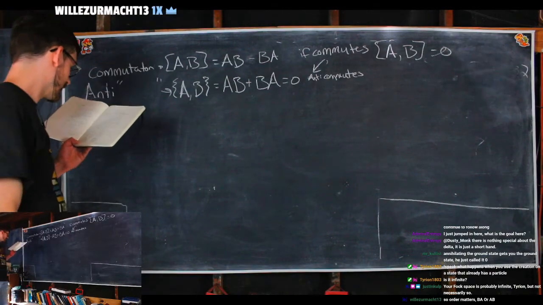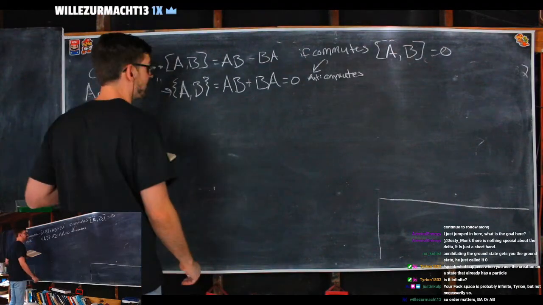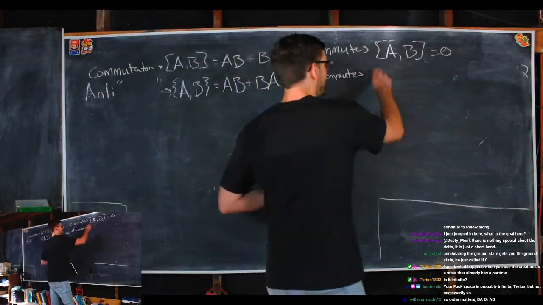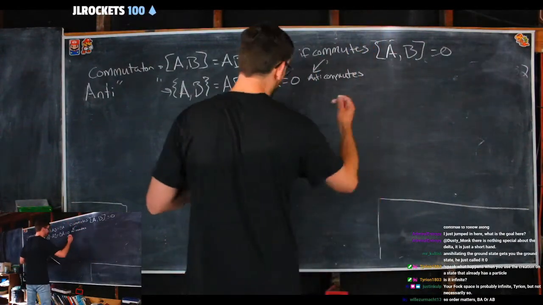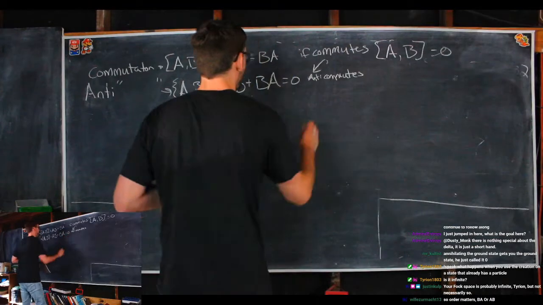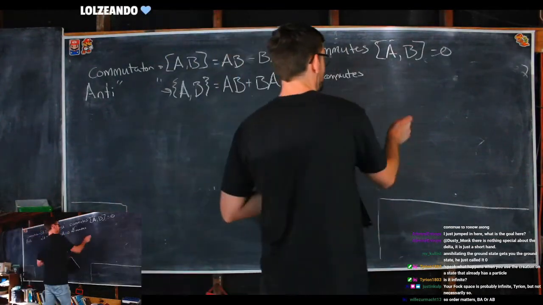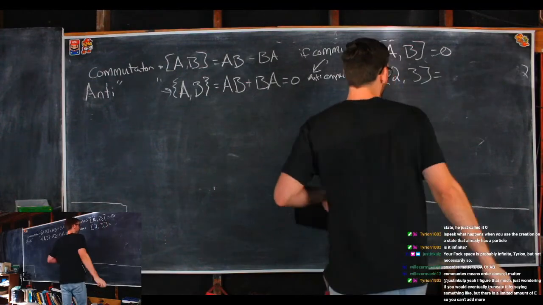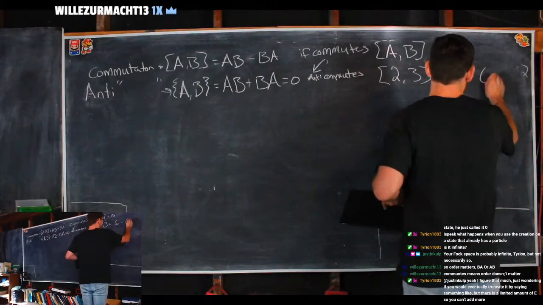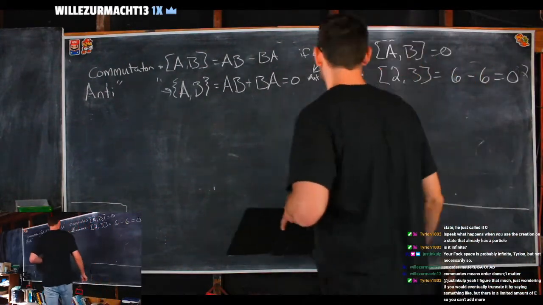Now, think about this with this commutator. This is a little bit interesting because not everything in particle physics, or quantum mechanics for that matter, commutes or anti-commutes, right? Like, think about this. What if you had two numbers? 2 times 3. Well, you get 6 minus 6. That's going to equal 0, right?